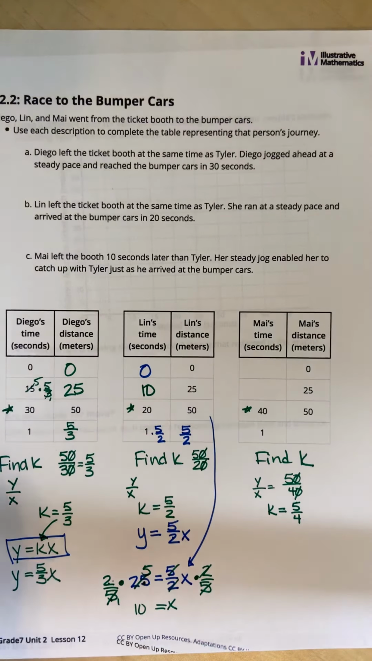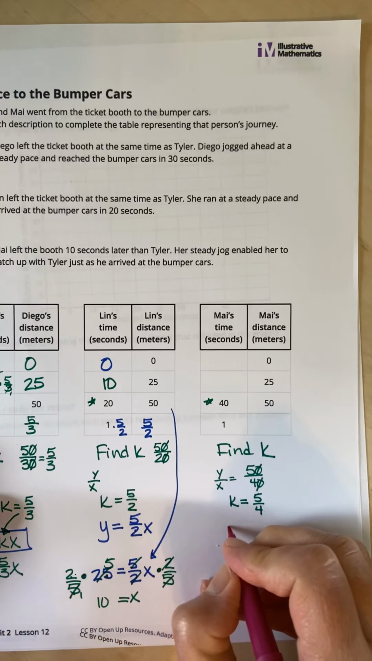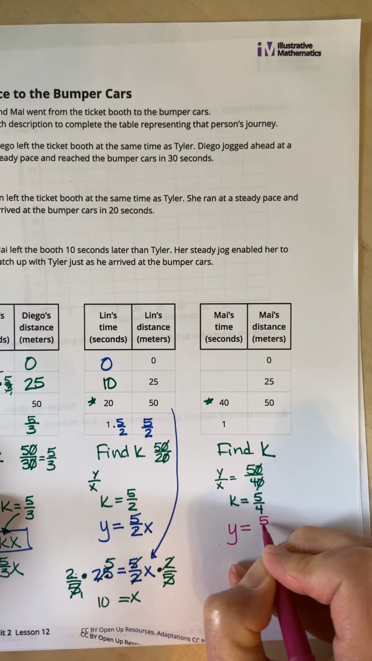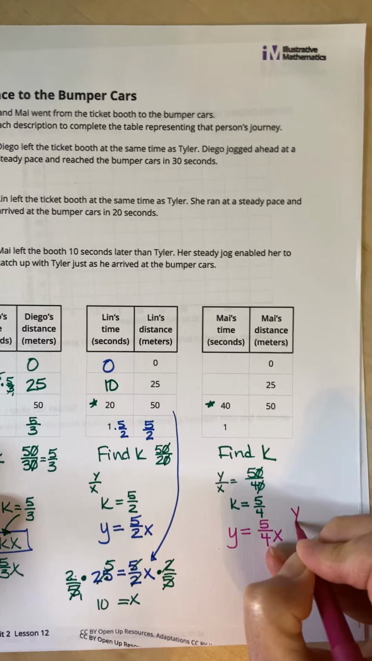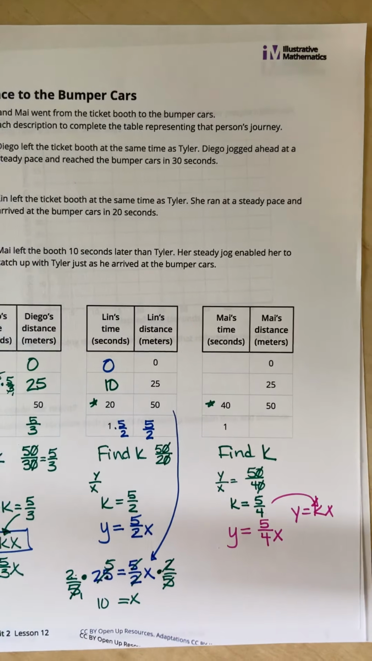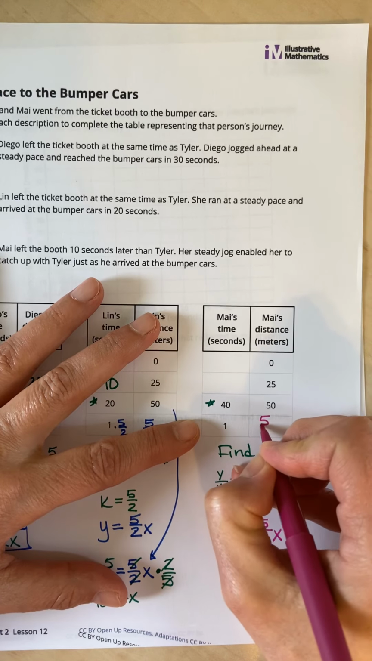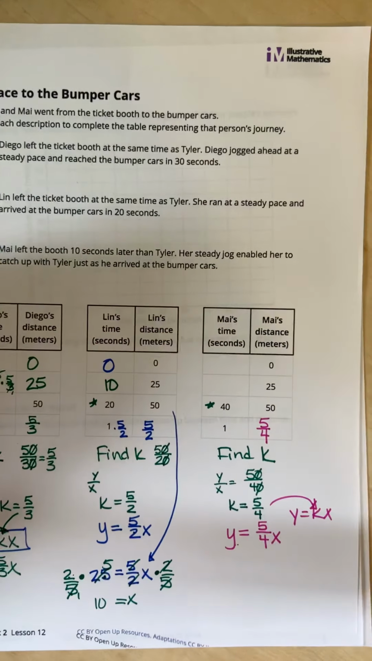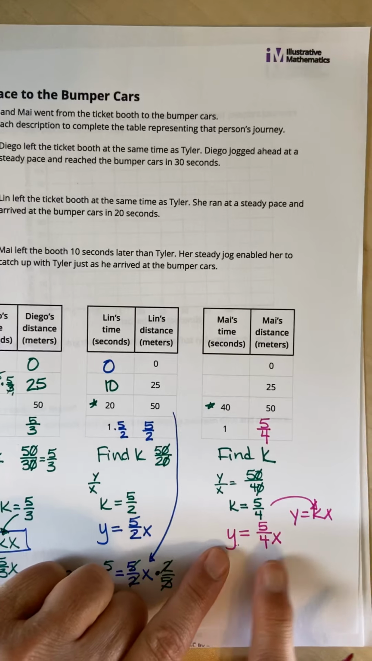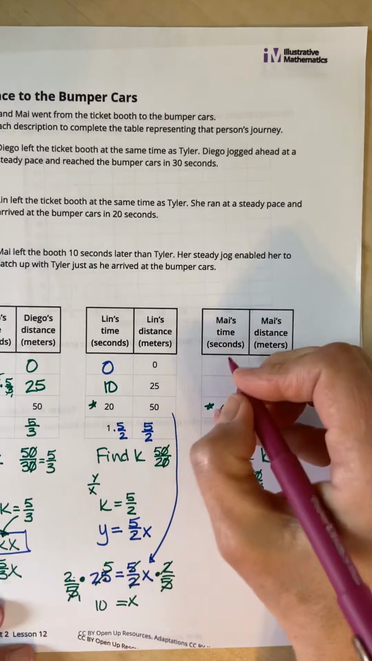All right, now for Miss Mai. So same thing, if I've got k is equal to 5/4, it means my equation is y equals 5/4 x, y equals kx. All I do is put that in for k. Okay? All right, so again, my 1 should be easy because if x is 1, y is 5/4. And the 0 should be easy because if y is 0, the only number I can multiply 5/4 by is 0 to get 0.